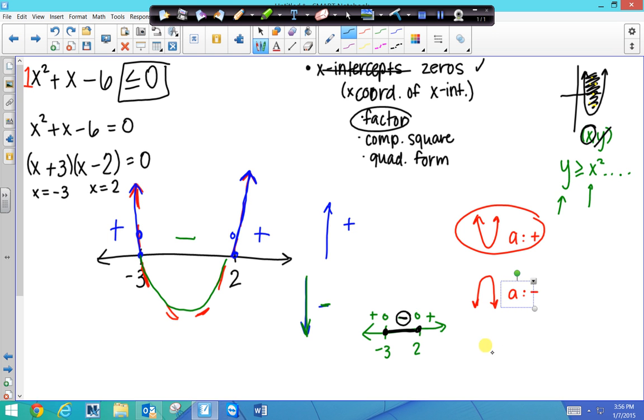The way that we're going to write our answer is an interval. And so our final answer would be the interval from -3 to 2. And since it's equal to, we're going to use brackets. This would be the answer that we would be looking for.